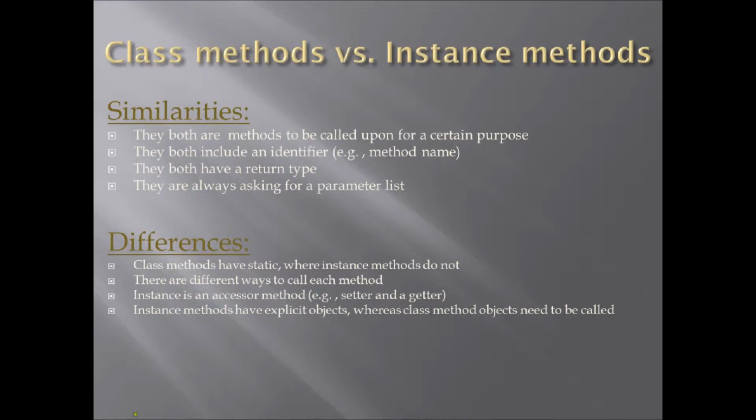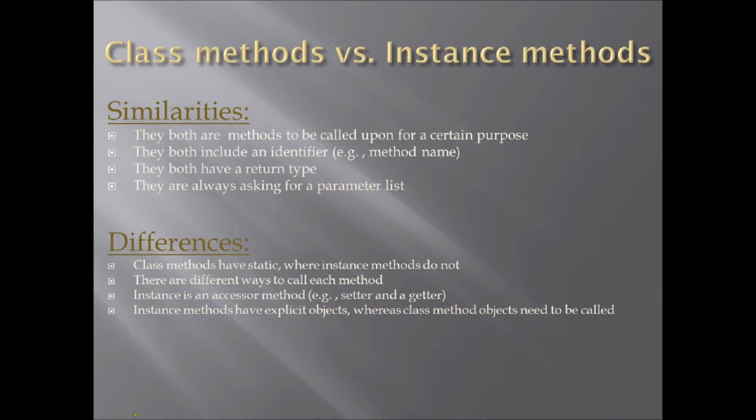Class methods versus instance methods. I'll talk about similarities. 1. They both are methods to be called upon for a certain purpose. 2. They both include an identifier, for example, the method name. 3. They both have a return type. And 4. They are always asking for a parameter list.